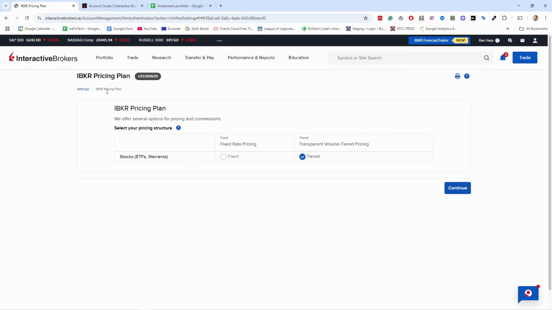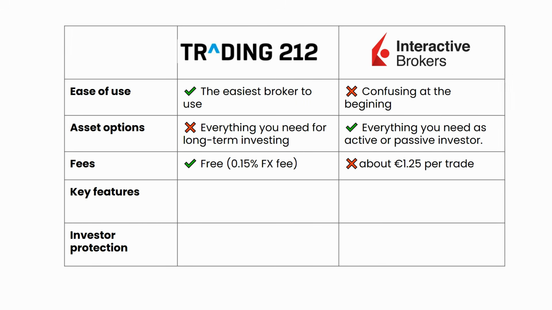Now, IB structures its fees in a slightly more complicated way. My advice is that you just select the tiered pricing in the settings. That way it's going to be better for most investors. This means since Trading212 has 0 fees, it is excellent if you're starting to invest with small amounts. So this one goes to Trading212, a point for them.